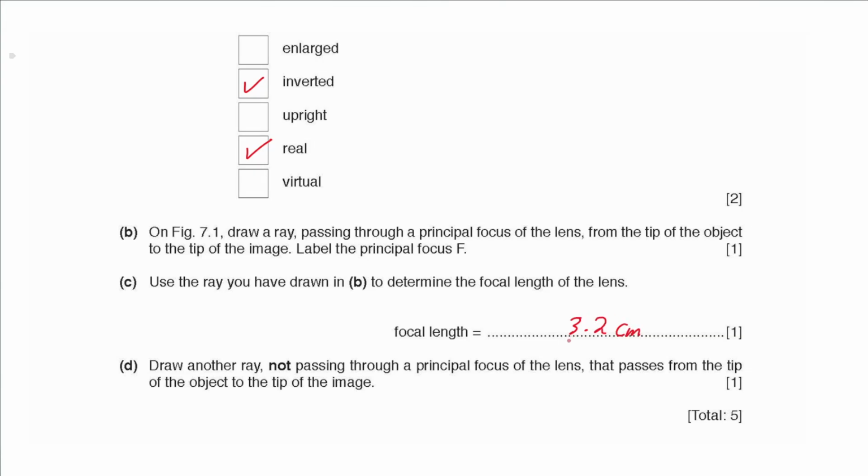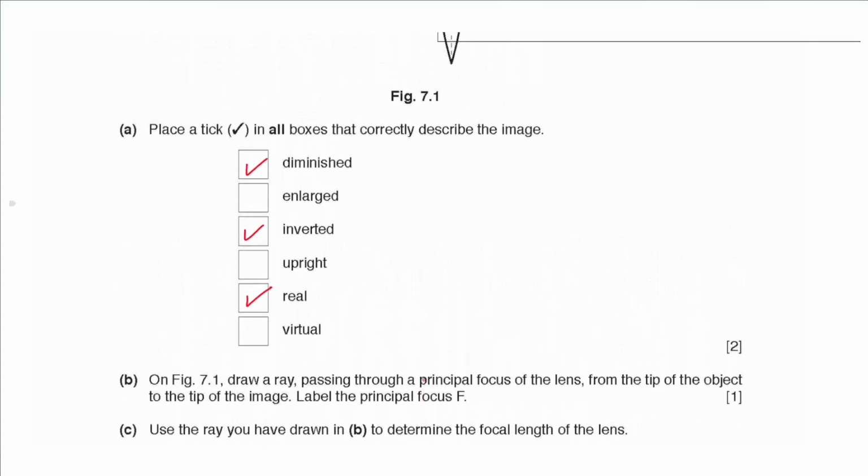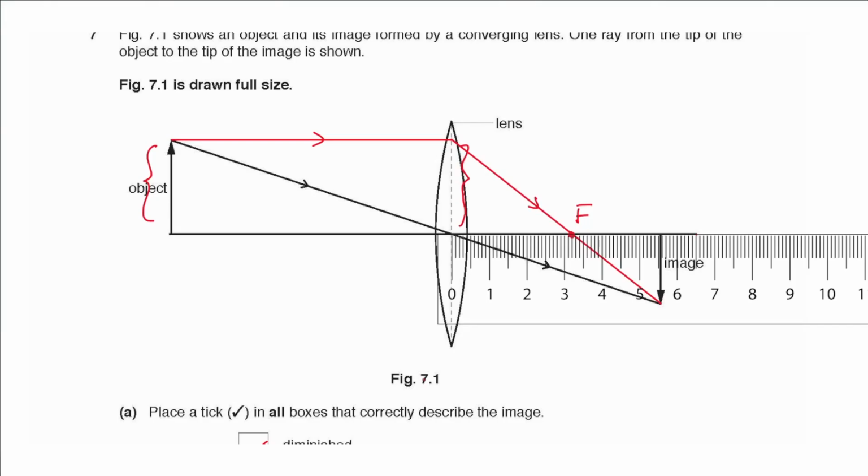But you might have a different value. Part D says draw another ray not passing through a principal focus, so we do not know this one, of the lens that passes from the tip of the object to the tip of the image.